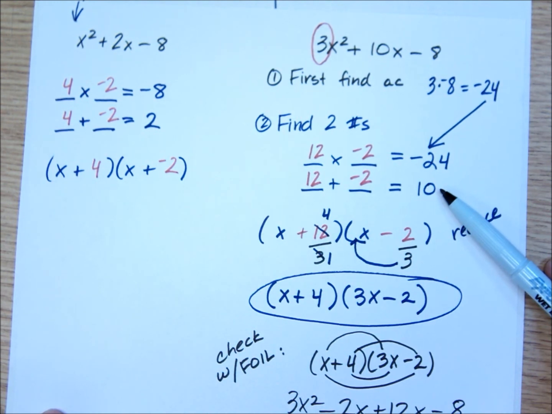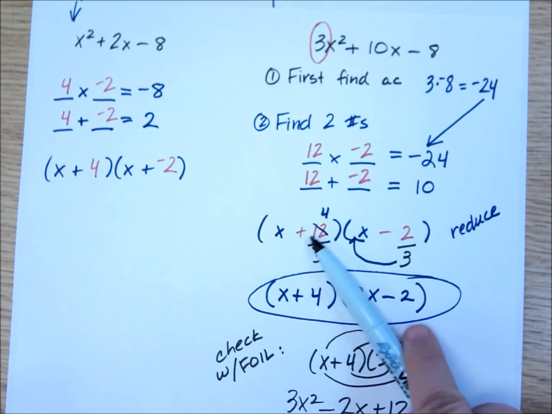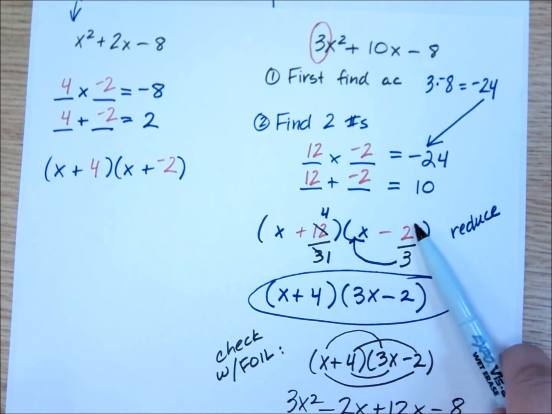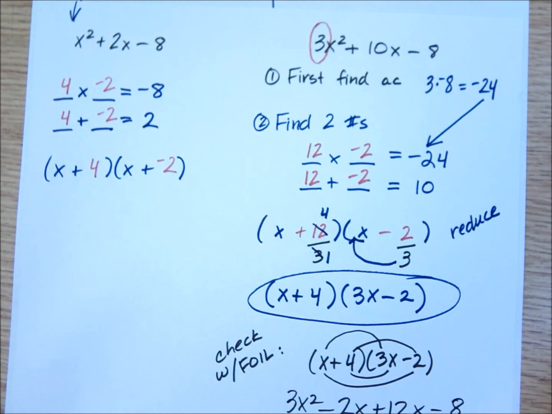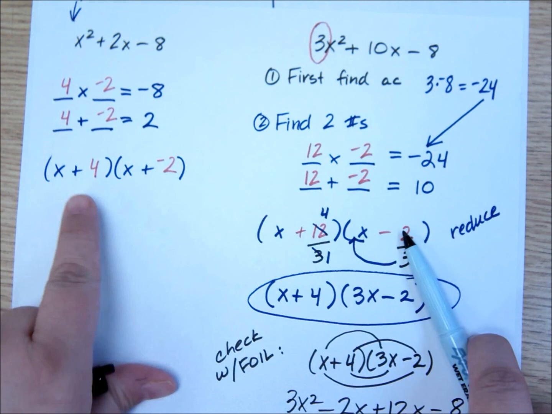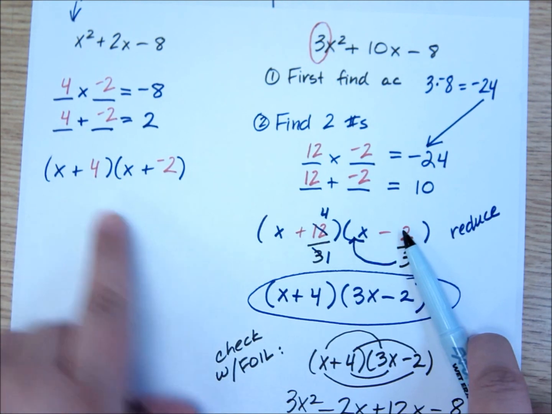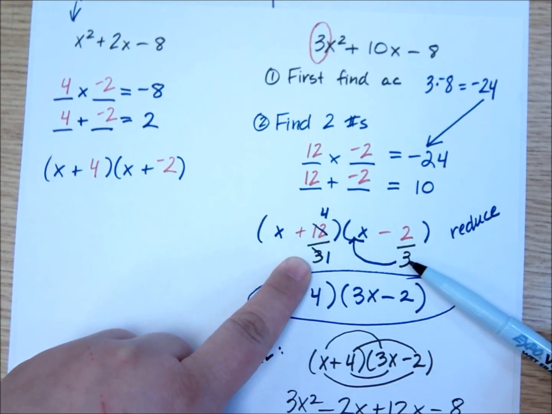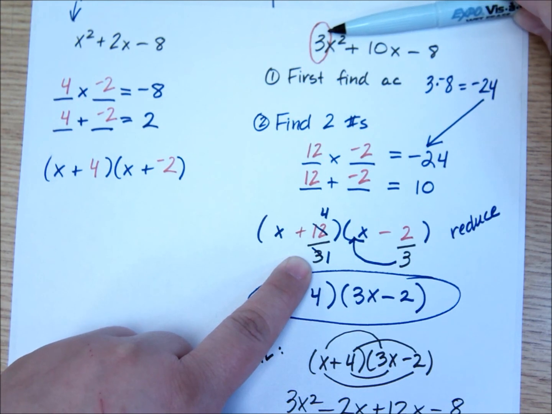The two numbers I found are 12 and negative 2. And first I just temporarily write them as if it's just x plus this number, x minus this number. Just temporarily write it like it's one of the simple kind. But then I go ahead and I put this number from out front underneath. Reduce it if I can.